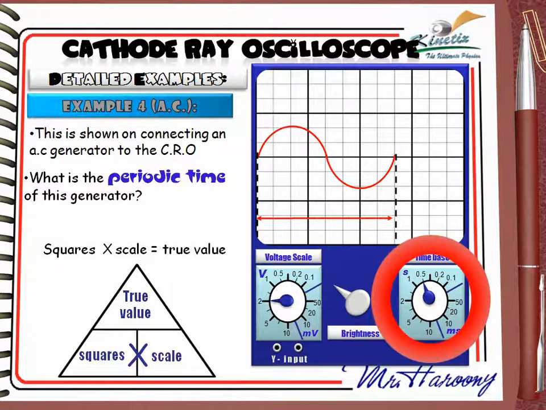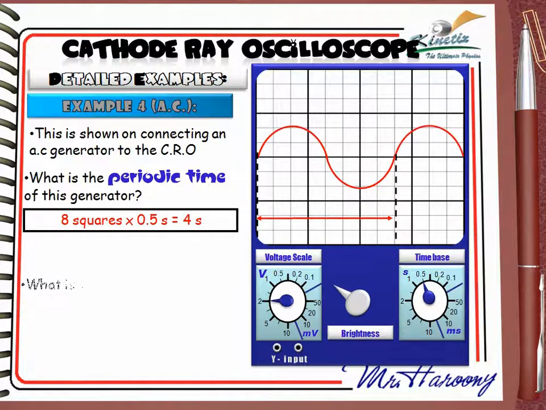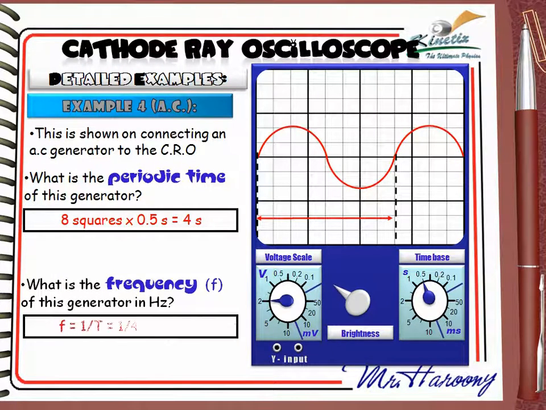The time base, which controls the scale of the x-axis, is adjusted to 0.5 seconds per division. This means the periodic time is 8 squares times 0.5 seconds per division equals 4 seconds. After that, we will calculate the frequency the same way as previously. Frequency equals 1 over periodic time. This means 1 over 4 equals 0.25 Hz. Note that we did not make any changes to the periodic time because it's directly given in seconds, not in milliseconds like the previous example.